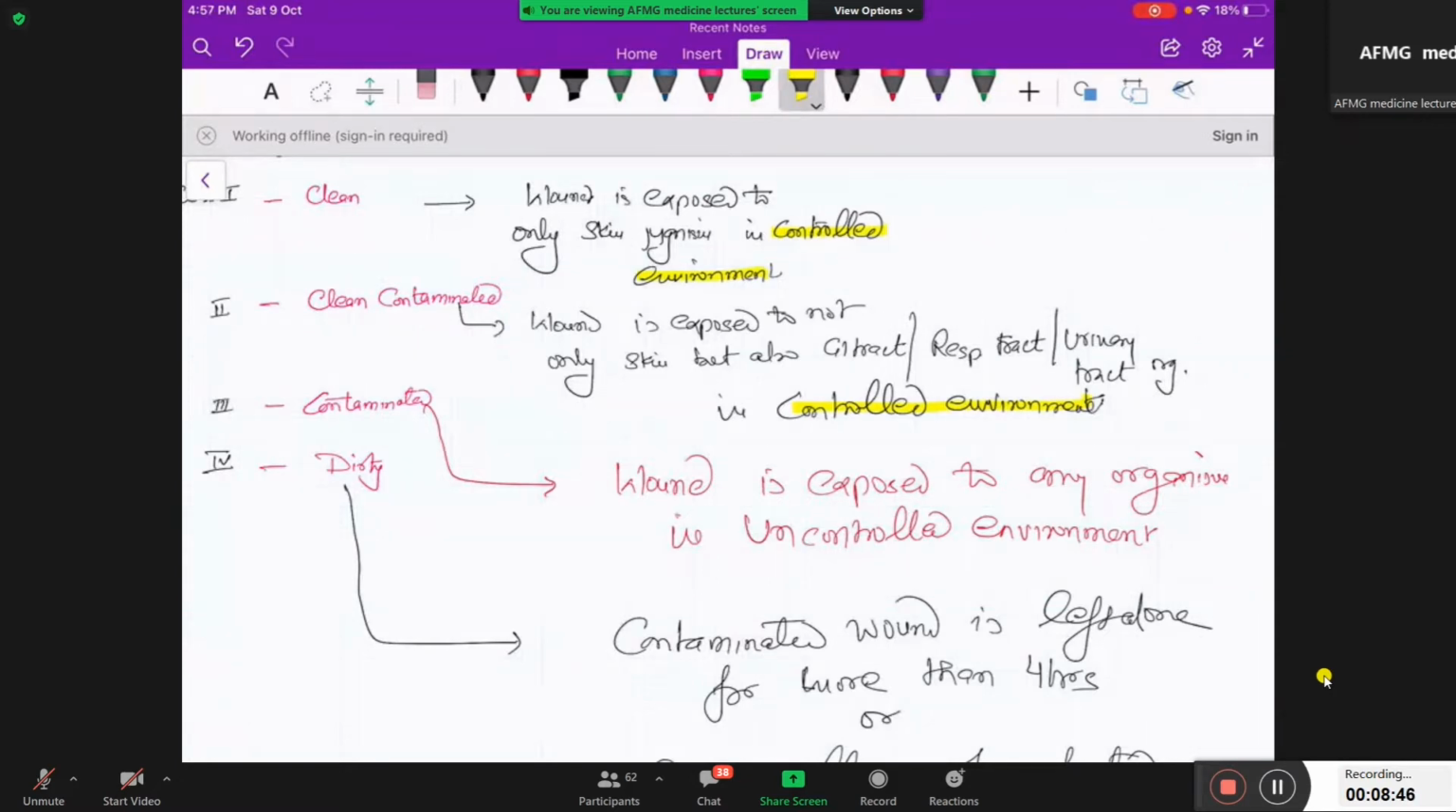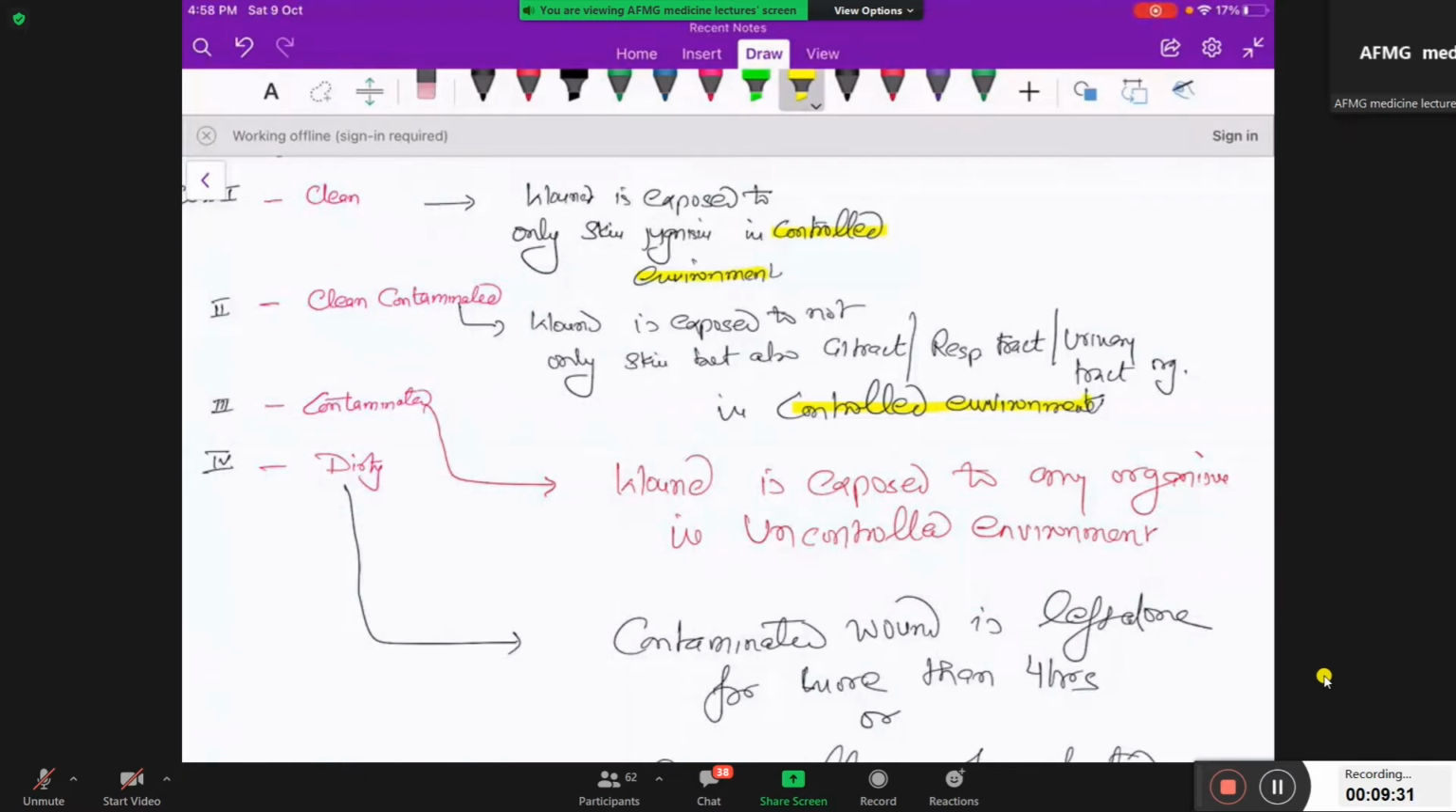Now we have to see patient's environment. Sebaceous cyst is a pathology arising from the skin appendages. There is no infective focus in this. So patient's own environment is also controlled. So environment is controlled. So this wound can either be clean or clean contaminated, because it can't be contaminated or dirty. Now we have to see the organism. Sebaceous cyst is a pathology arising from the skin appendages, so the organism it is going to get exposed to is only skin organism. So what type of wound will it be?